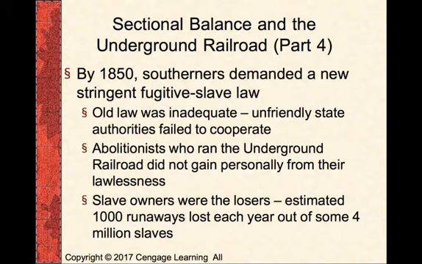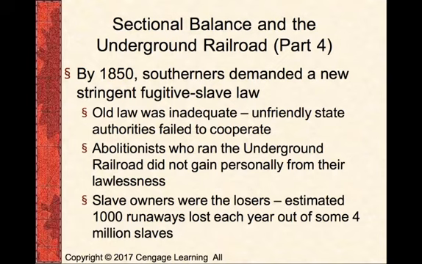And abolitionists who ran the Underground Railroad did not gain personally from their lawlessness. Slave owners were the losers. An estimated 1,000 runaways were lost each year out of some 1 million slaves. And remember, we're not just talking about people here, because you want to root for the runaway slave. But for the slave owners, they're losing investment. Get away from the idea of just labor. They're losing investment here.